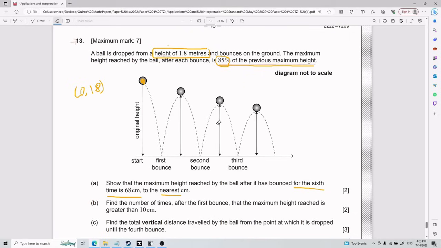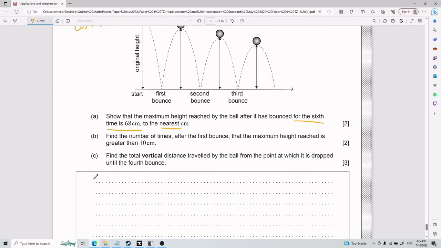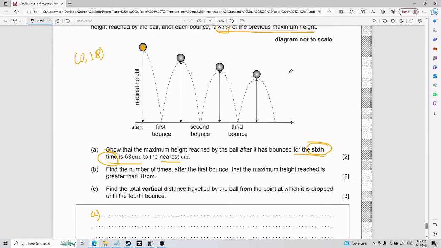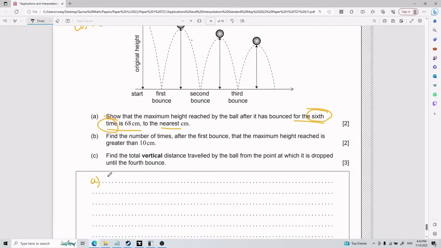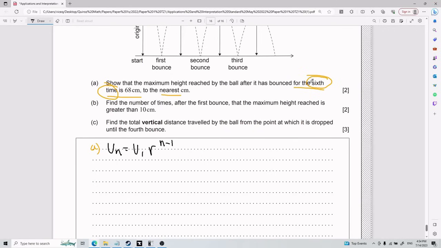So for part A, we need to show that the maximum height reached by the ball after it has bounced for the sixth time is 68 centimeters to the nearest centimeter. The nth term of a geometric sequence asks for un, which equals u1 r to the power of n minus 1. Because we're talking about the sixth time, that is a big hint that n has to equal 6. So we have u6 equals u1 times r to the power of 6 minus 1.